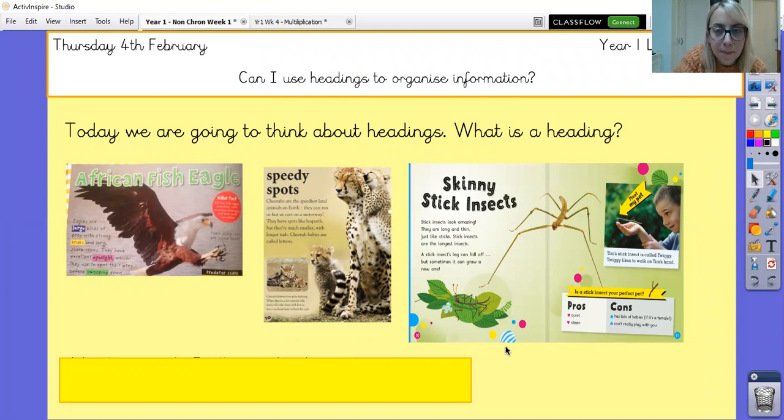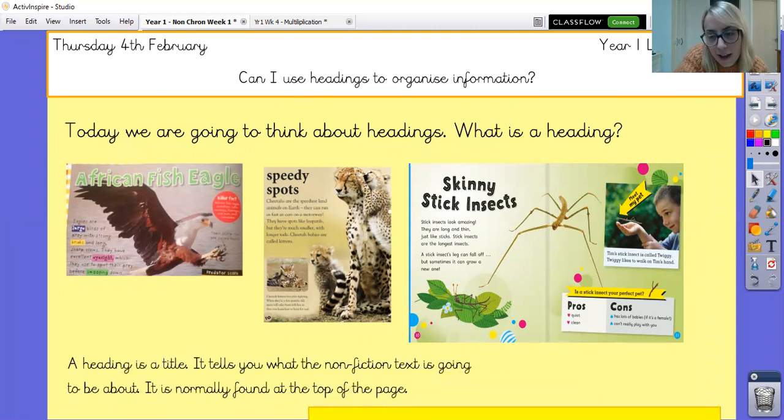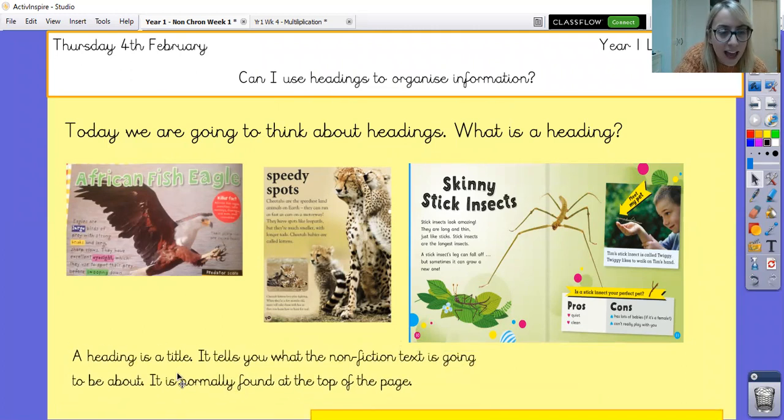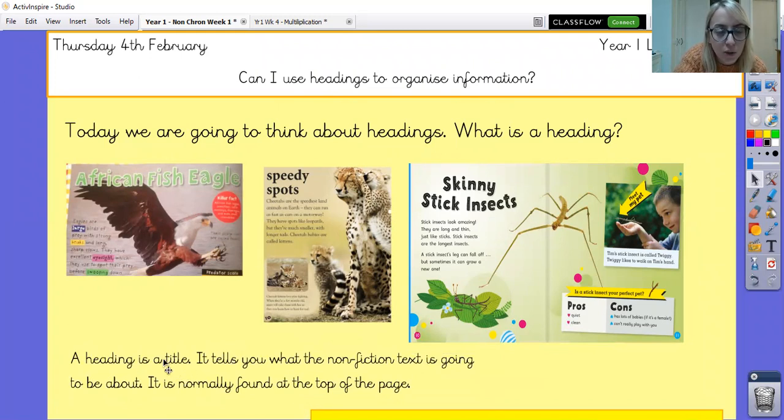Okay, year ones, hopefully you have come up with the fact that a heading is a title. It tells you what the non-fiction text is going to be about, and it is normally found at the top of the page. So I can see that the heading of this non-fiction text is African fish eagle. So I must be finding out about an African fish eagle if I read this page.